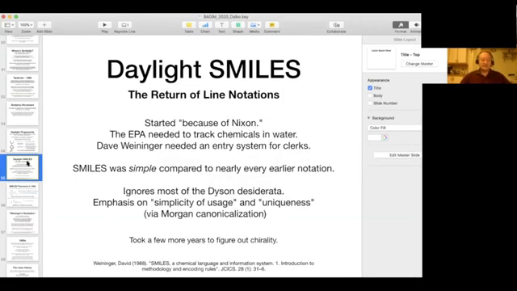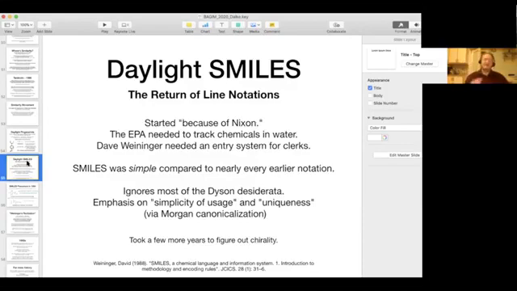So another thing about Daylight is they kind of reintroduced line notations to cheminformatics. Dave Weininger tells a story about how SMILES started in some sense because of Nixon. There was the start of the EPA. The EPA needed to track chemical compounds, pollutants that are in the water. So they needed a way to input chemical information. And they don't have chemists with a couple of years of knowledge. They had clerks. So he developed a very simple system, very simple compared to almost every other system beforehand.